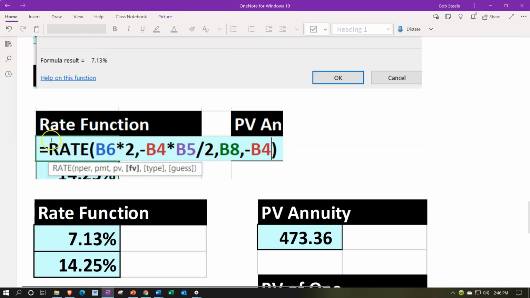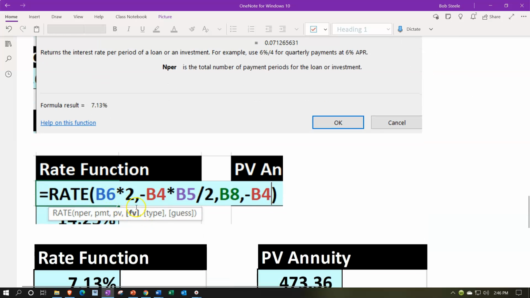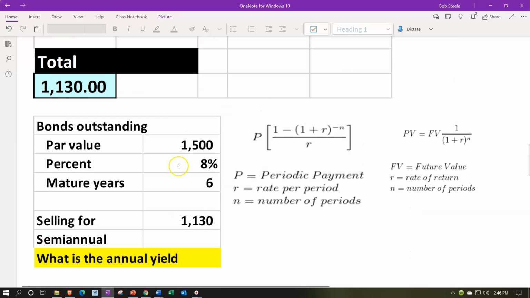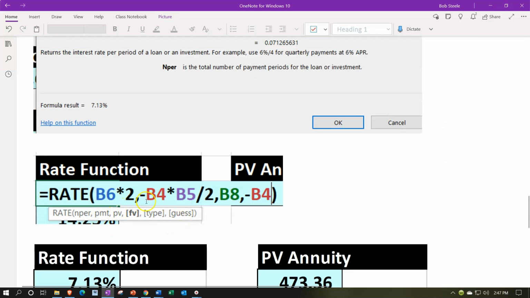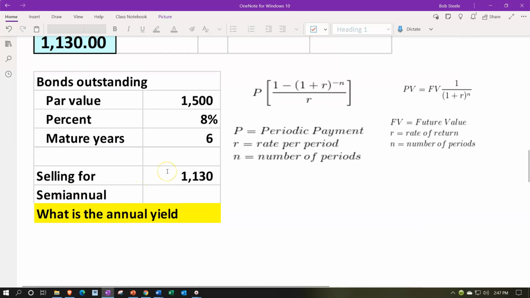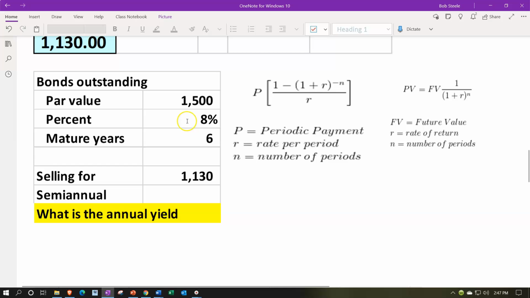So you can also see it this way. This is the dialog box up top. You can see it this way, which would be equals the rate. And then you got the number of periods, that 6 times 2, comma. We've got the negative here. This would be the payment. The payment would be the 1,500 times 8% divided by 2. So the payment is negative this times this divided by 2. And then the present value is going to be the price, 1,130, positive, and then comma, and then we need the future value, which would be a negative number of the 1,500.